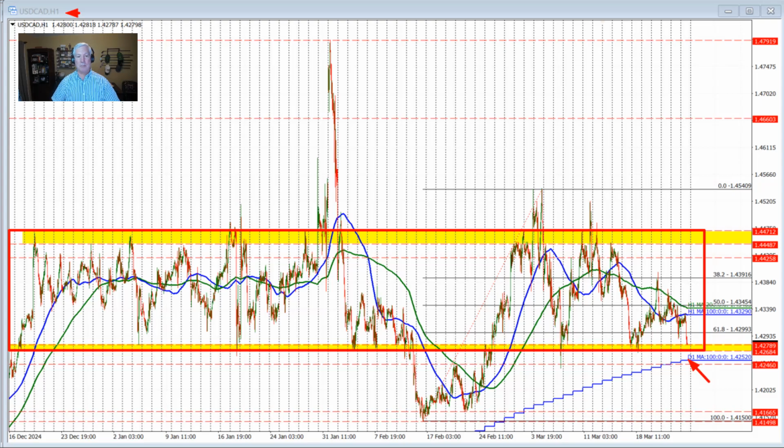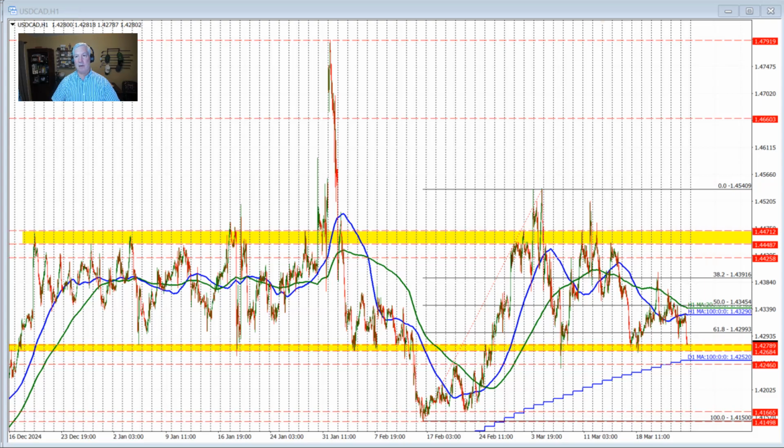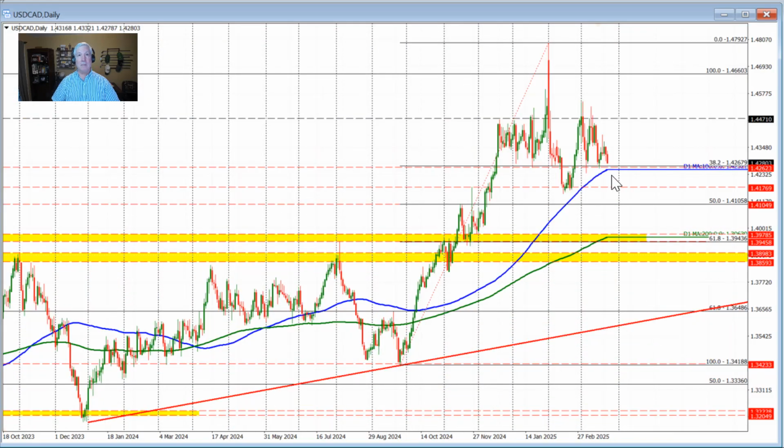When was the last time the price traded below the 100-day moving average? Well, going to the daily chart, the last time the price traded below that level was going back to this day right here. That's October 9th, 2024. So it's been quite a while since the price has been below that level. So getting below that level would increase the bearish bias.